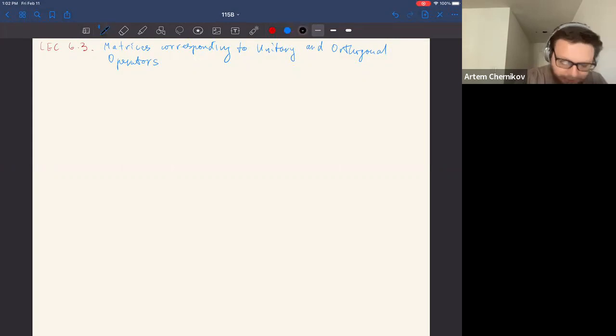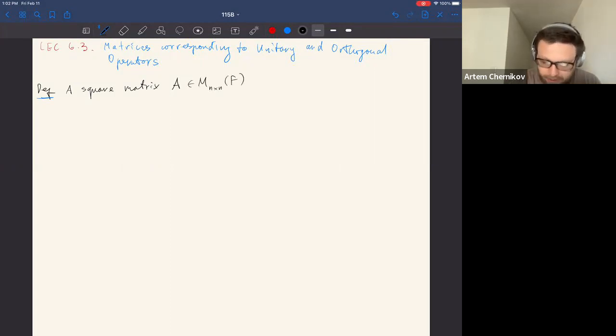So let's begin with the definition corresponding to the definition of orthogonal and unitary for operators. So there is, as usual, an analogous definition for matrices. So we will say that a square matrix A over some field of scalars F, such a matrix A is orthogonal if we have that A transpose times A, so just multiplication of the matrices, is the same as A times A transpose and is equal to the identity matrix.